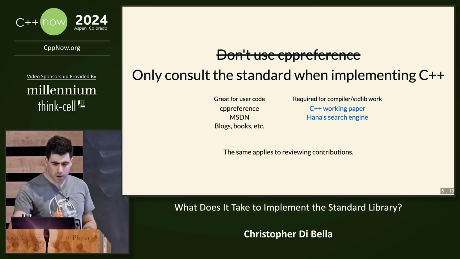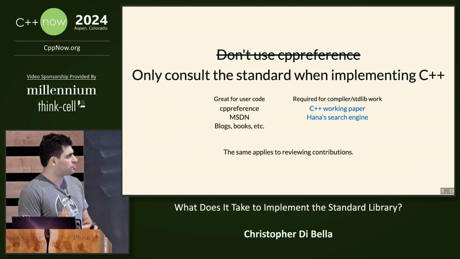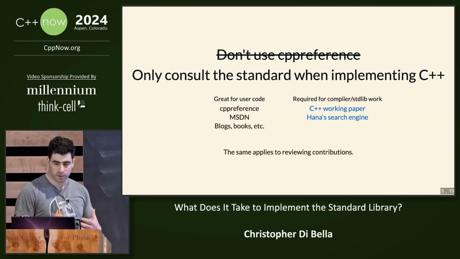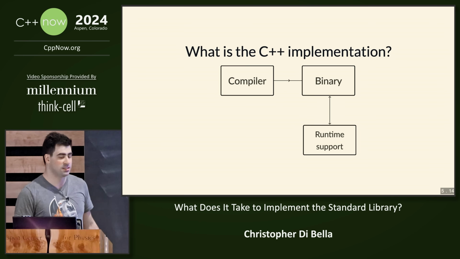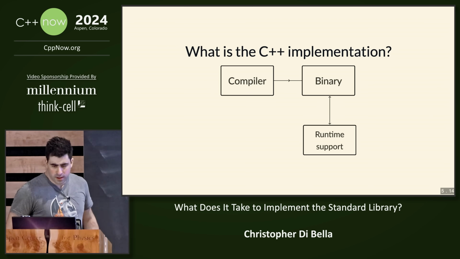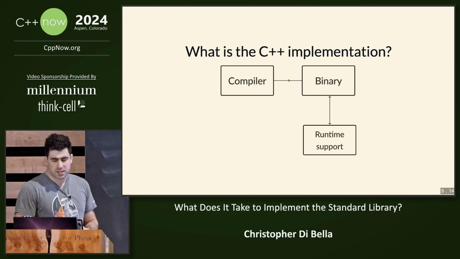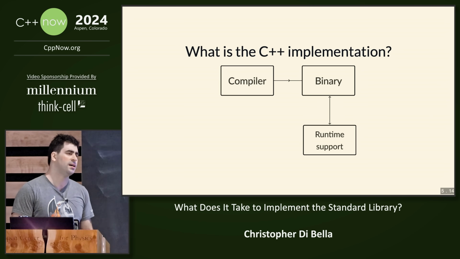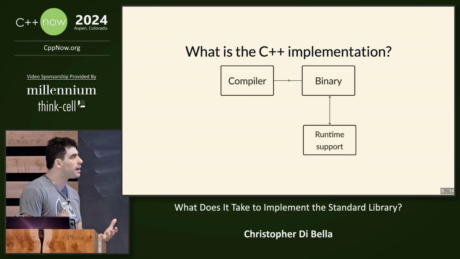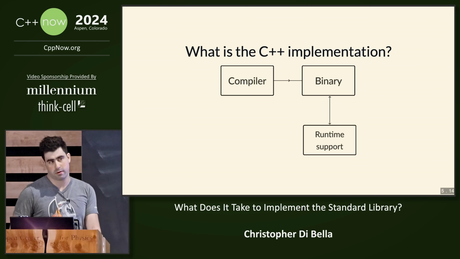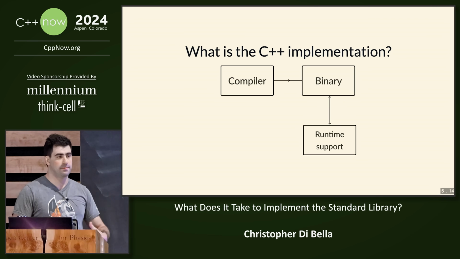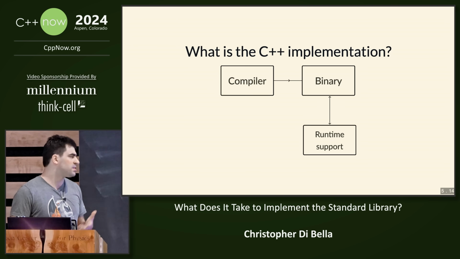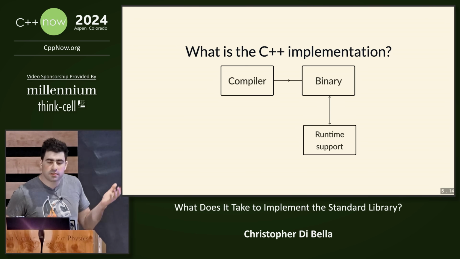Okay, so we've talked about CPP reference, and I've been throwing this word implementation around a lot. I haven't really talked about what the C++ implementation is. So let's do that. The implementation, at its simplest idea, is that there is a compiler that produces a binary, and there's some runtime support that works with the binary to provide you with something that's running entirely. The simple idea is whatever your toolchain gives you, that's the implementation.